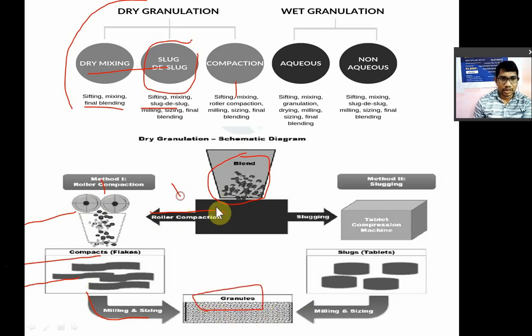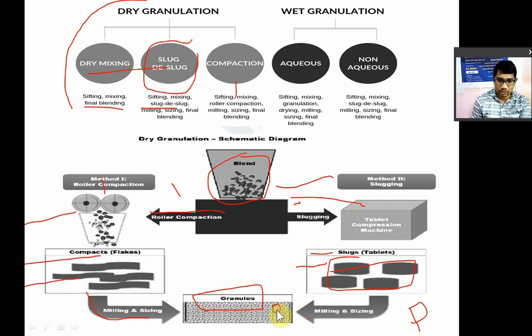The second way is that the same final blend is passed into a specially designed tableting machine. That method is slugging. So from the blend you have to make a large size tablet in the tablet compression machine. We are going to get a slug. Slug means a large size tablet. And these slug tablets you have to break down using a planetary mixer, and then you have to pass them through sieves. You are going to get small size granules. That is known as slugging and deslugging.